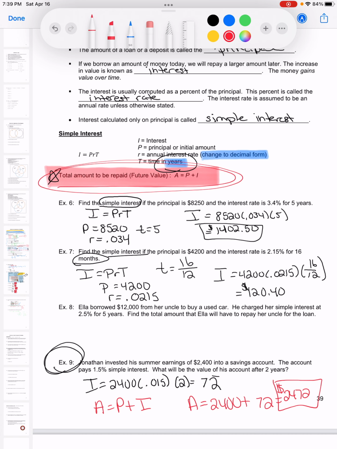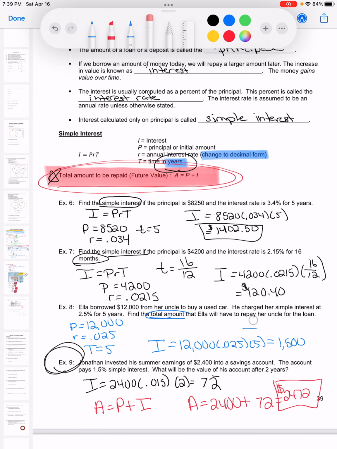Okay, so let's go look back to that example 8 there. We want to find the total amount. So to find the total amount, that's A equals P plus I. Well, I know what P is. P is $12,000, but I don't know what I is. So I am going to use the simple interest formula to figure out what I is. And then I'm going to type that in my calculator to give me $1,500.